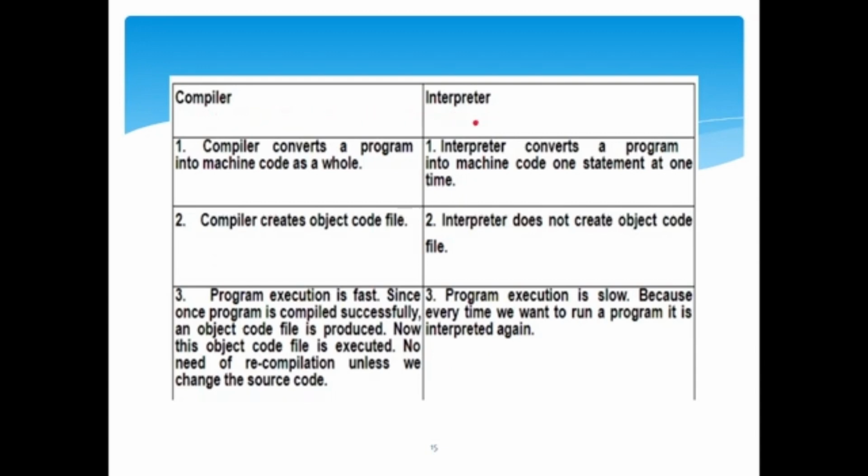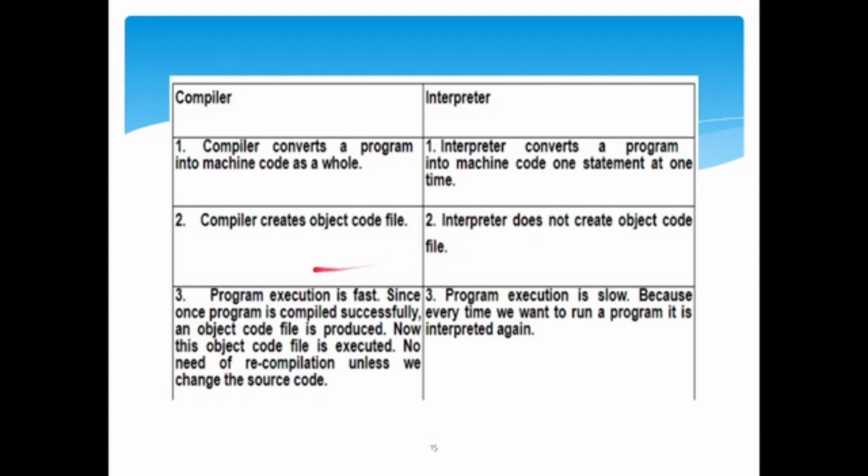Whereas in an interpreter, statement by statement, the first line converts into machine code, and then the second line converts into machine code and it checks for it, and then the third line converts into machine code and it checks for it, etc. Also, a compiler creates an object code file, whereas an interpreter does not create any object code file.